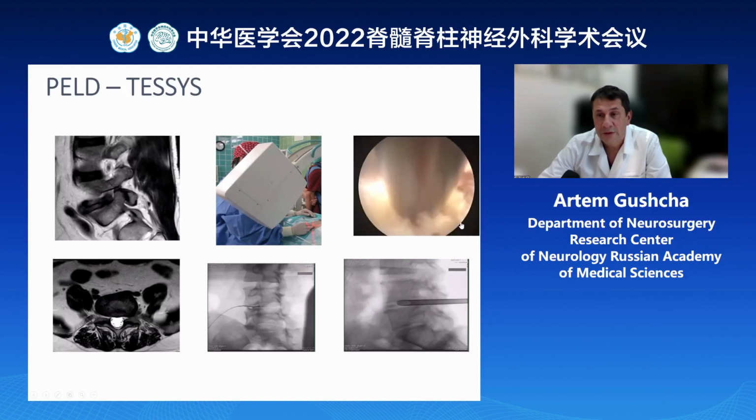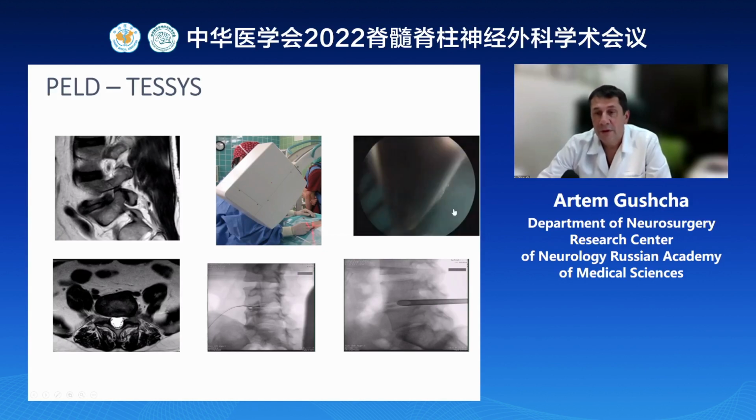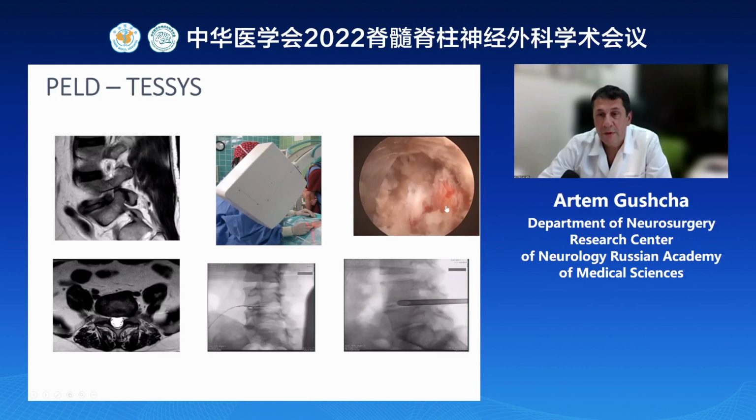It's now seen, I hope, on the video. Then we remove the part of the disc which bulges into the canal. Then we check the canal itself. And then you can see the neurostructure, the traversing nerve, to be sure that the decompression procedure is done.